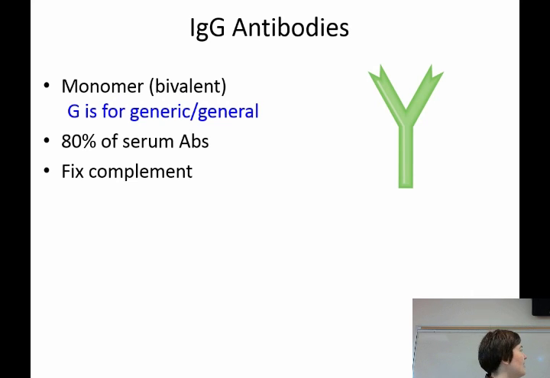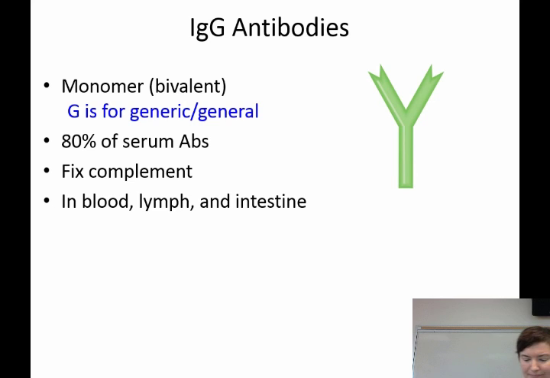What do they do? They fix complement. That means they activate the complement system. So if this type of antibody binds what it's looking for, it's going to turn on complement activation. Where do we find them? Bloodstream, lymphatic system, and also in your gut. Why would we want a lot of antibodies in the gut? Because there's a lot of stuff coming in from the outside that's potentially covered in microbes. No matter how carefully you wash your lettuce, I assure you there's still microbes on it.